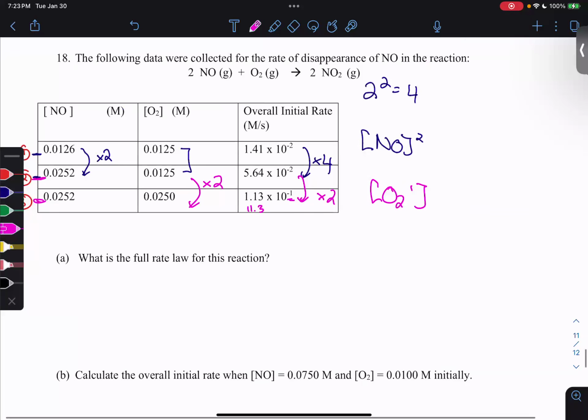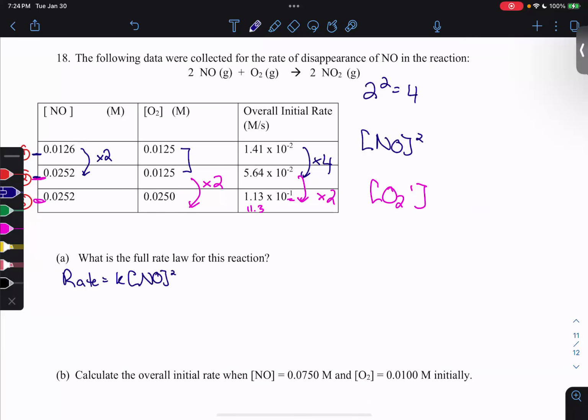So the full rate law for this reaction is rate equals K times NO concentration squared times O2 concentration to the 1. Actually, I lied. Is this the full rate law? No, we just have the orders. What else do we need to complete this rate law? K, the value of K.